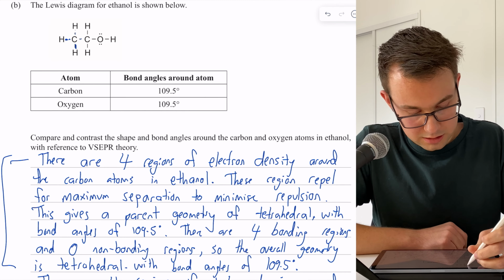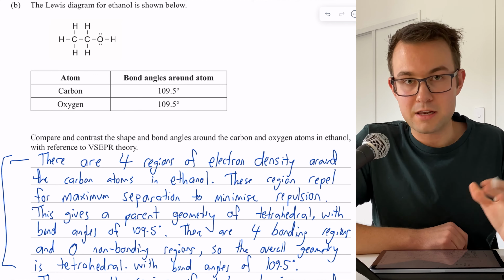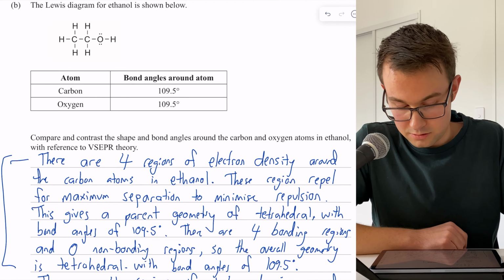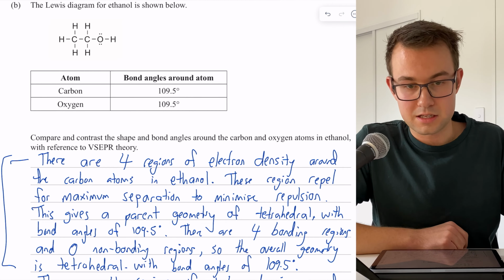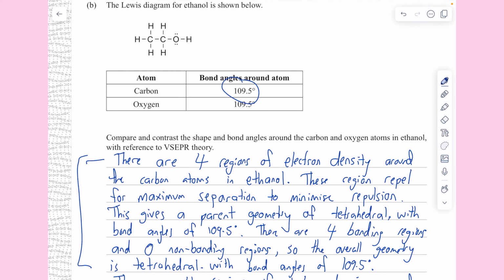What is the charge on an electron? It's a negative charge, right? So they're going to repel each other, because like charges repel. That means they're going to get away from each other as far as possible. And if there's 4 of them, the way that they move to be furthest apart just happens to be that the bond angles come out to 109.5.